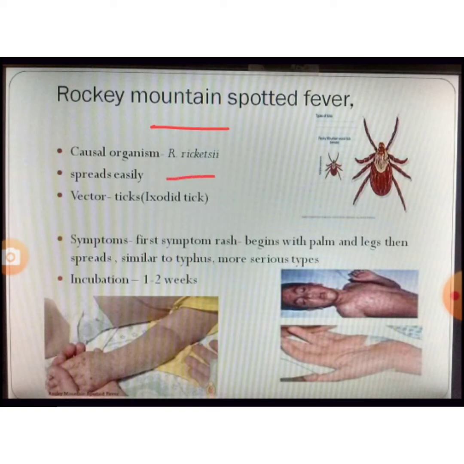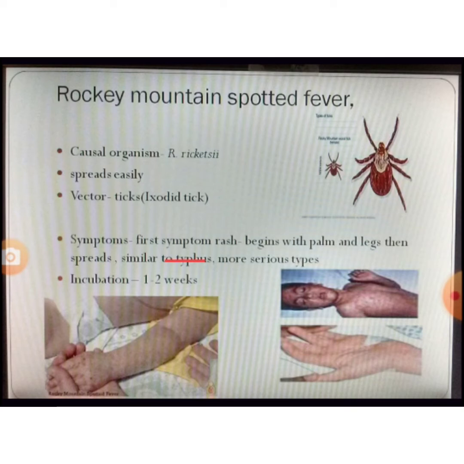Now it is caused by Rickettsiae. It spreads very easily, and it spreads through ticks. The particular tick it spreads through is the Ixodid tick. Now the symptoms: generally you see a rash first. First you see the rash here.